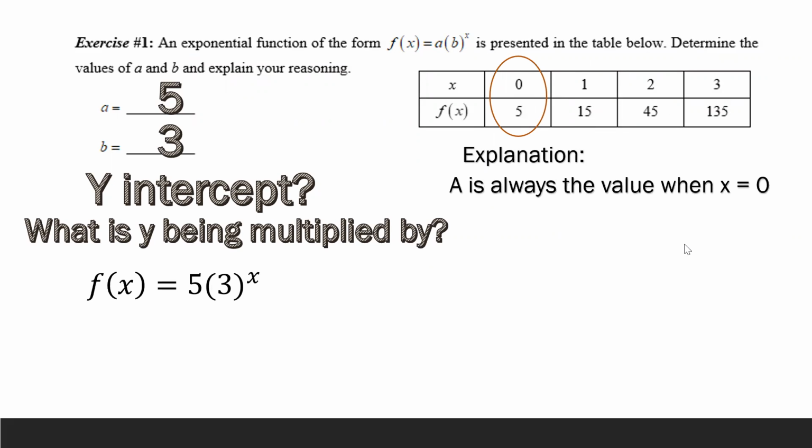An explanation would be that a is always the value when x equals 0, it's always your y-intercept, and b will always be the multiplier per unit increase. Pause the video if you need to write any of that down.